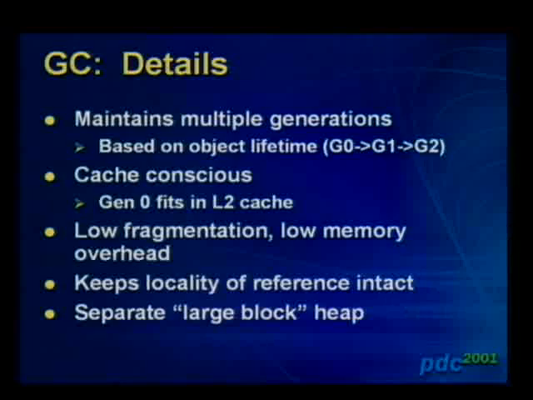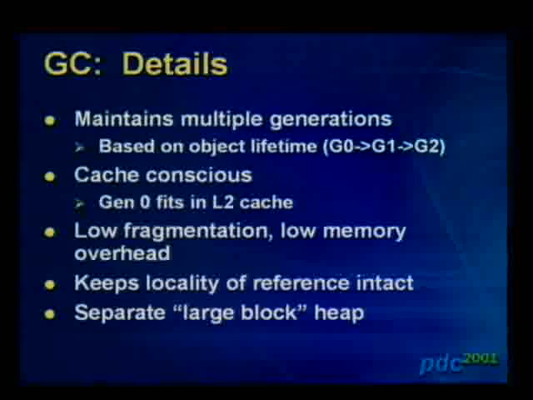And by segmenting the memory that way, it actually gets some really good performance wins as well. The GC is very cache conscious. Part of the reason for segmentation this way is that we try to fit Gen 0 into the L2 cache, so that most of your allocations are happening right there. You're not even touching main memory. And I mentioned the low fragmentation aspect already. It really does a good job of compacting, and the overhead of the GC itself is not very much. It's actually very, very low.